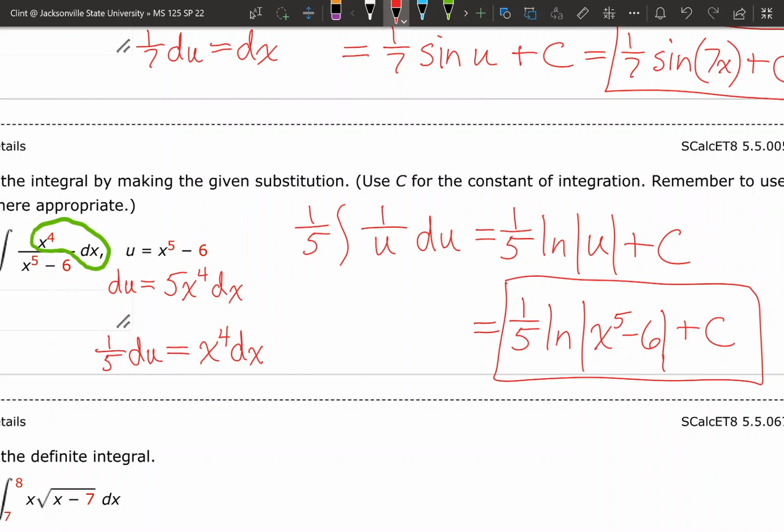Okay, so the x to the 4th doesn't go into the 1, it goes into the du. Because the 1/5 du is x to the 4th dx. And you can either write it out to the side like I've got it, or you can write the du on the top, either way. Questions?